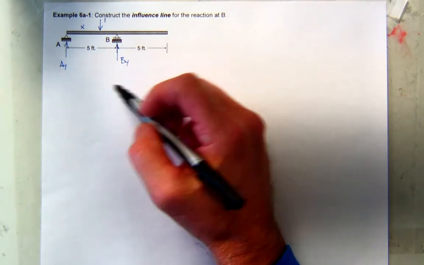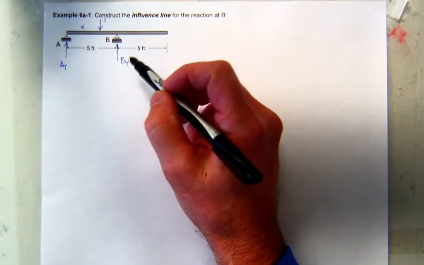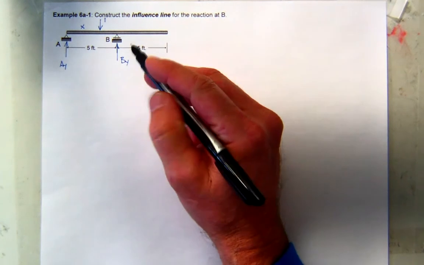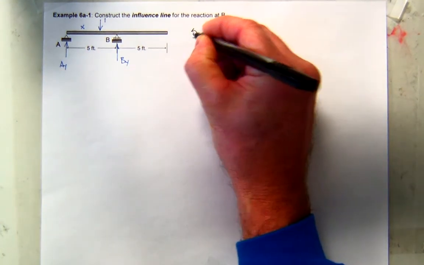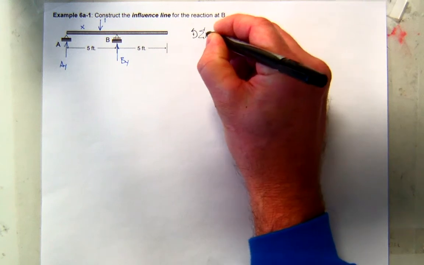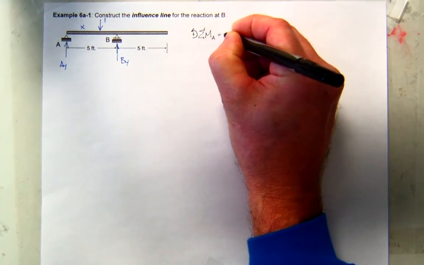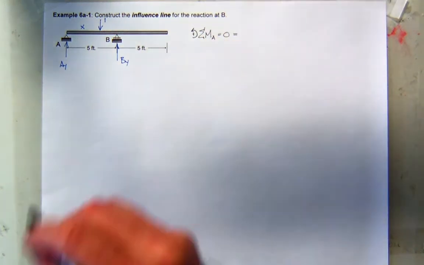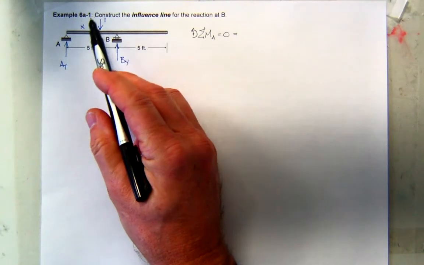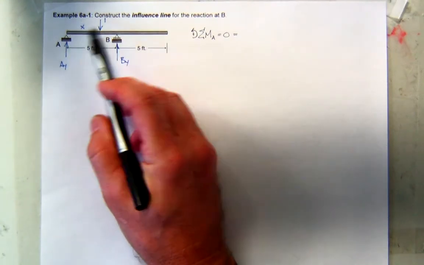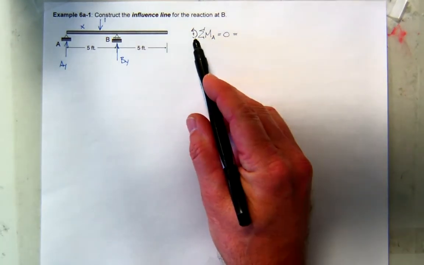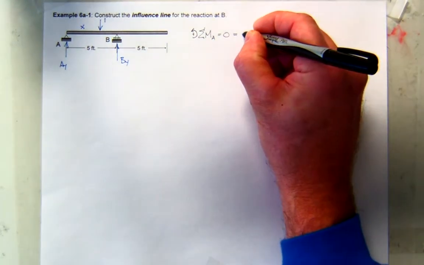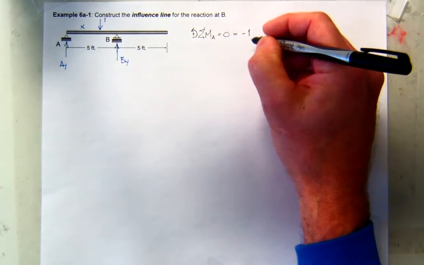If I gave you any problem where you had two reactions and I wanted to find the reaction at B, what would you do? Sum the moments about A. So let's sum the moments about A and make sure it's in equilibrium. What is the moment due to my unit load about A at any position x? Is it going to be a positive or negative moment using my sign convention? Negative. So there'll be minus the load, which is 1, times the distance, which is x.